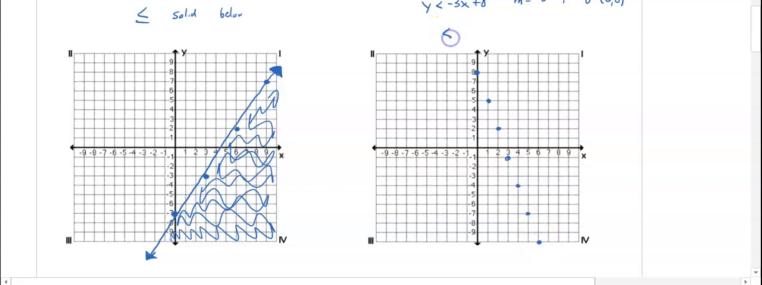Now, this is a less than symbol, which means that our line is going to be dashed, and we are going to shade below the line. So we're going to dash our line, and then we're going to shade below. Below is like thinking about using monkey bars for the line, so we would be underneath the line over here.